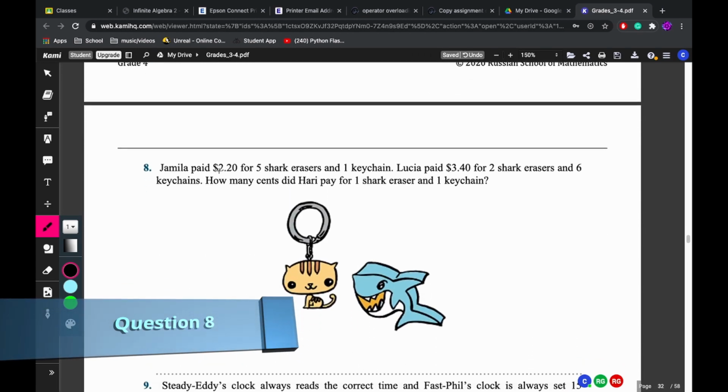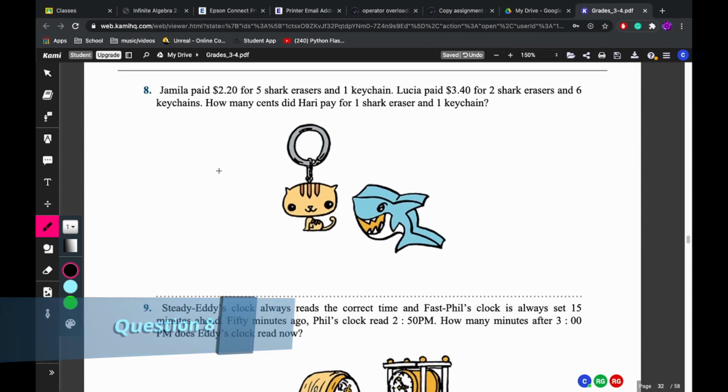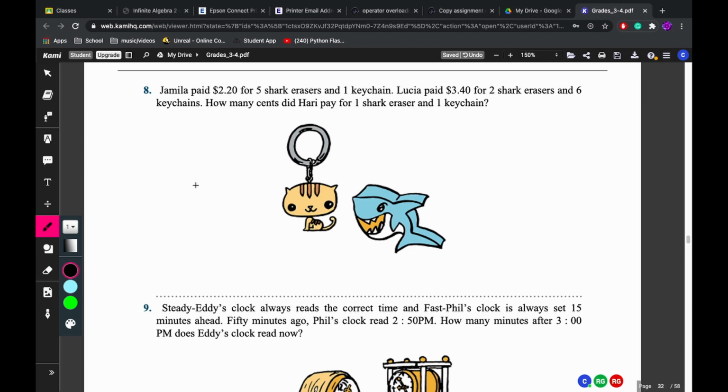Moving on to number 8. Jamila paid $2.20 for 5 shark erasers and 1 keychain. So let's write that down. 5S plus 1K equals 2.20. That's what I'm going to write right here. So that's 5 shark erasers plus 1 keychain equals 2.20.